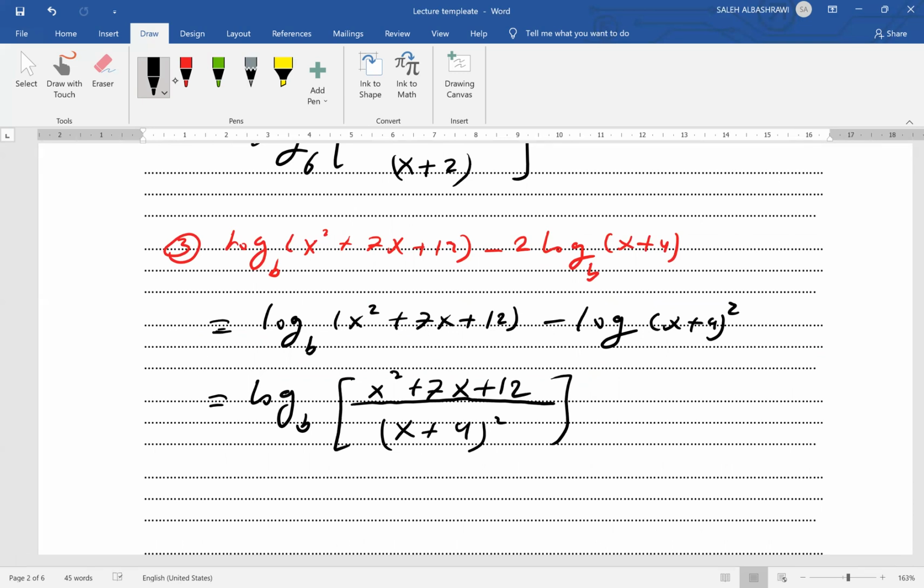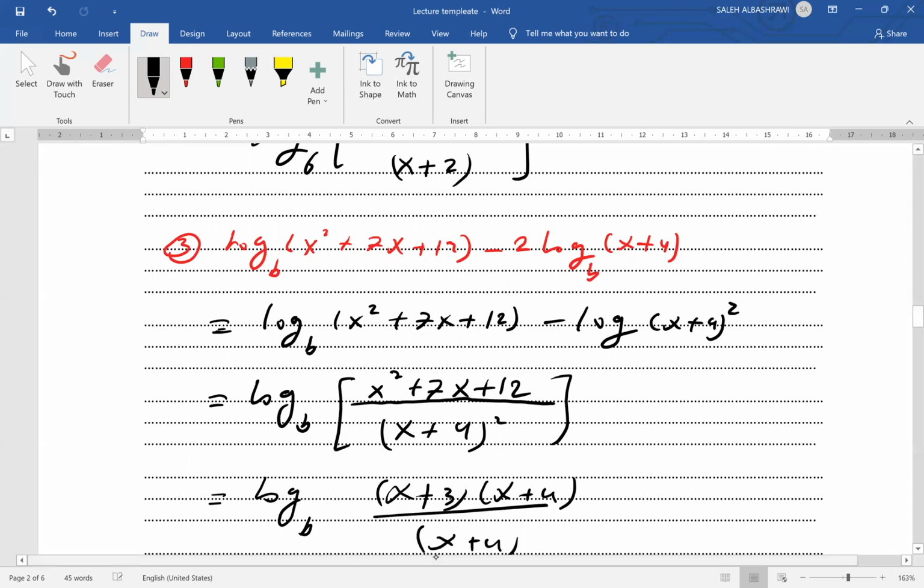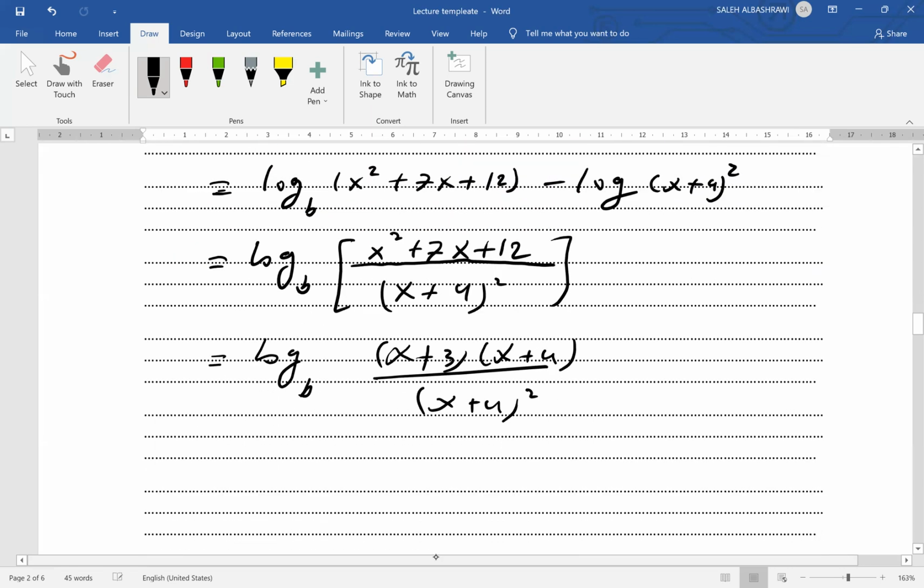So we wrote it as a single logarithm. It can be simplified if you can factor the numerator, which is x plus 3 multiplied by x plus 4. This is just in case we need to simplify it. If we need to, this is just an extra step: for the numerator I have x plus 3 times x plus 4, divided by x plus 4 to power 2. But if the question only asks to write it as a single logarithm, then up to the previous step is okay.